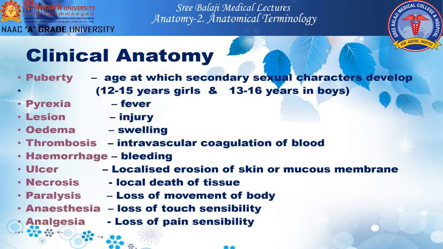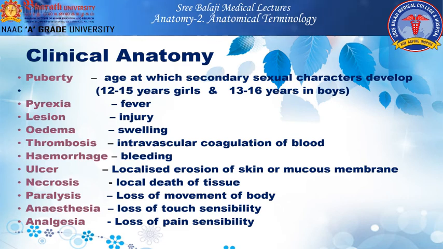And some terms I would like to give. For example, which you already know, what is puberty? That is the age at which secondary sexual characters develop, 12 to 15 years in girls and 13 to 16 years in boys. And everybody used to have fever, for which we use the term pyrexia. Any injury is called a lesion, any swelling is called edema, and any intravascular coagulation of the blood is called thrombosis, or any bleeding is a hemorrhage.